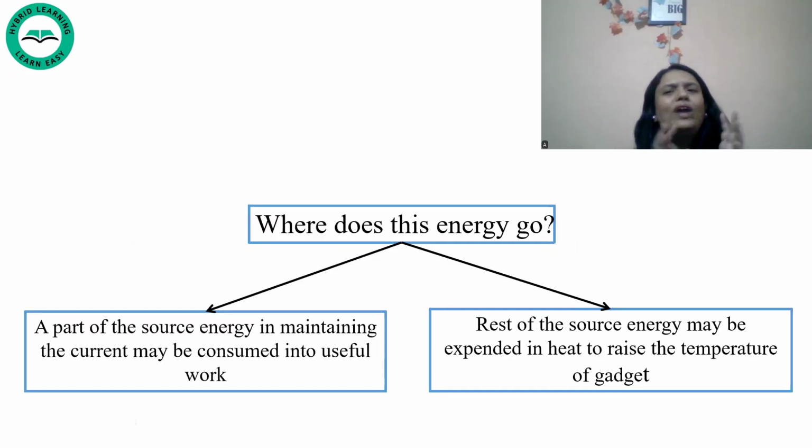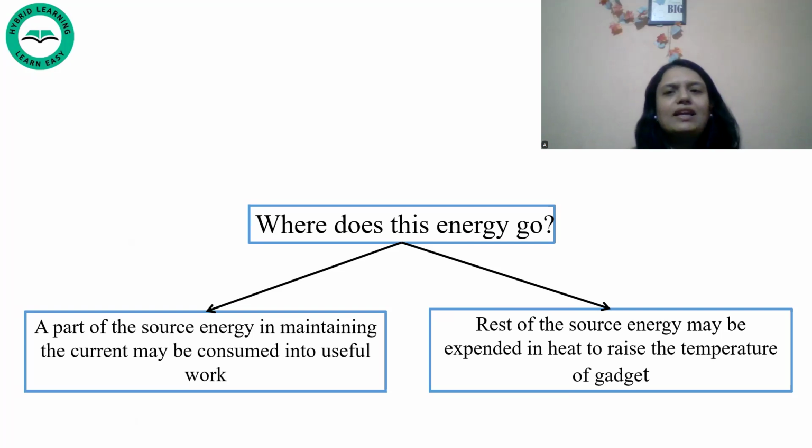Now, understand, where does this energy go? There are two parts of this energy. A part of this energy will be used in maintaining the potential difference, maintaining the current, as a result of which we'll get some useful work. And another part will be expended as heat, which raises the temperature of the particular circuit or the particular gadget.